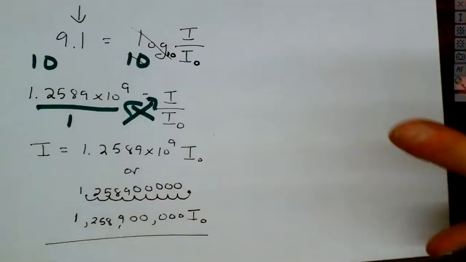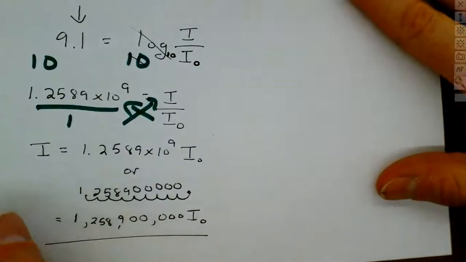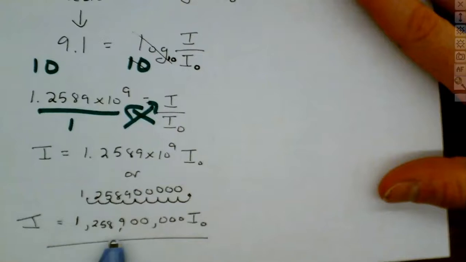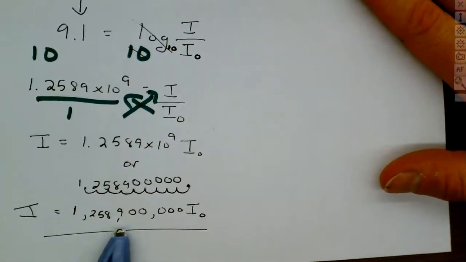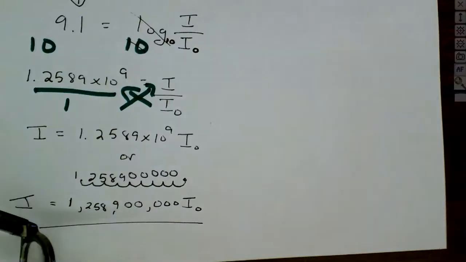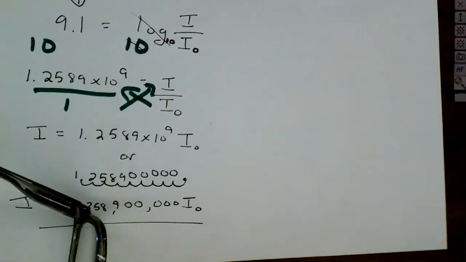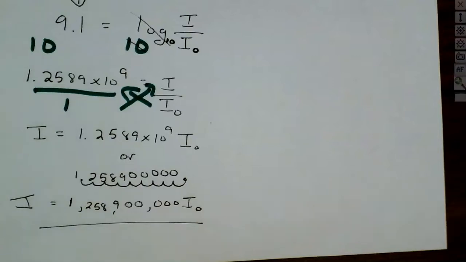What does that actually represent? Let's take a second to talk about what that actually is. This is how powerful that earthquake is relating to the shaking of the earth on a normal day. Normally the earth shakes. We can't feel it, but the earth is constantly moving, and there are natural vibrations. This is 1,258,900,000 times as powerful as the shaking of that spot on a normal day.